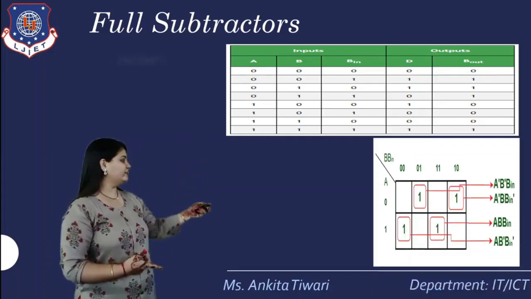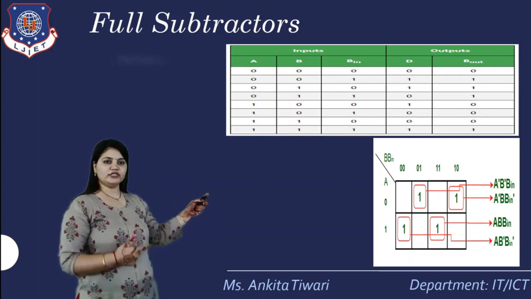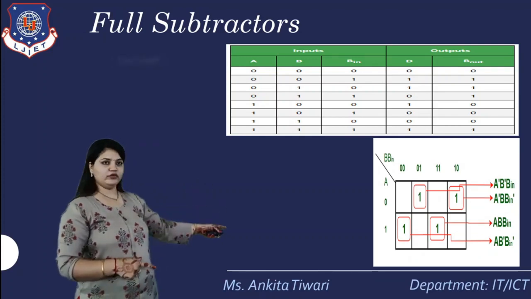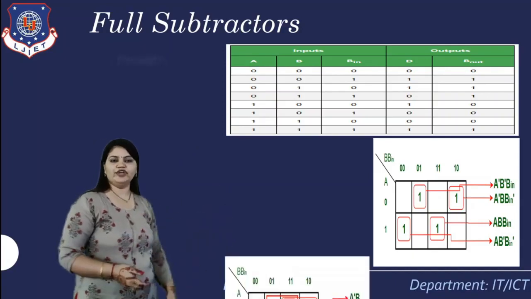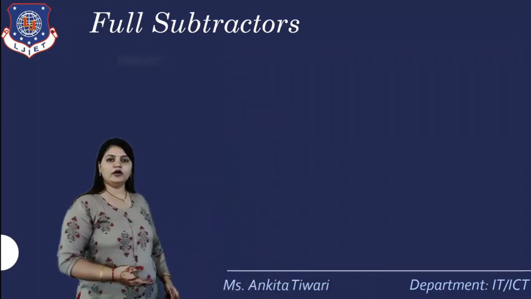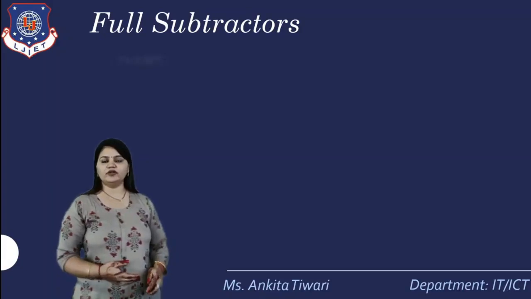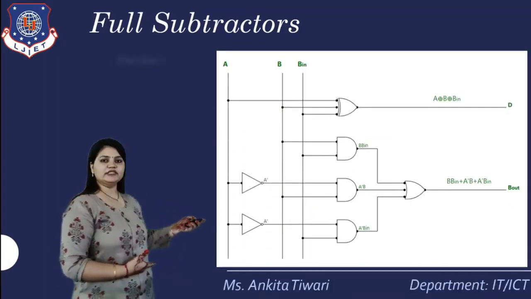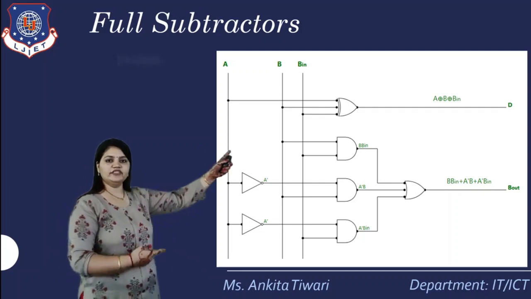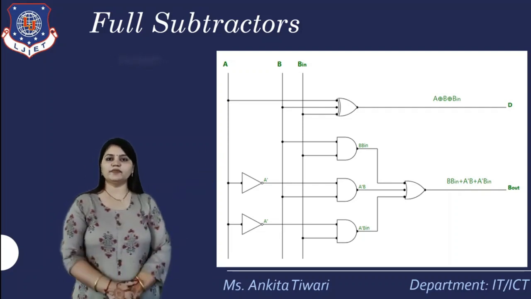Here the first K-map is shown for the difference part. The 4 values that we got from the table, we have put in the K-map, and it is not reducing. We have put it as it is. The same thing for the borrow part also, and we'll get the answer in the form of a diagram. This is the circuit diagram that we got for the difference and for the borrow. So this is what a full subtractor is.